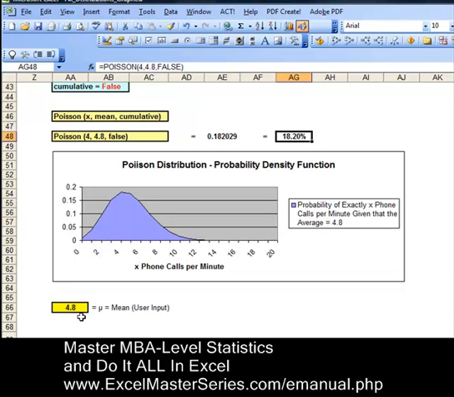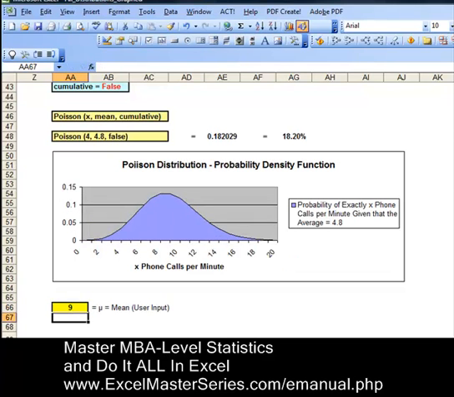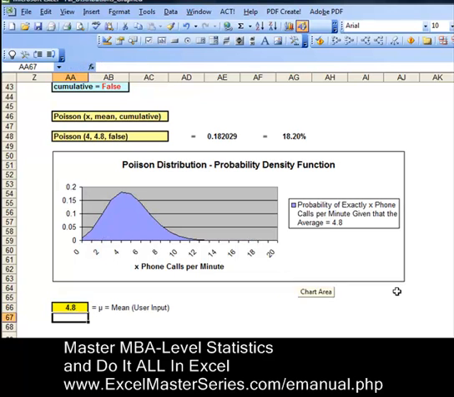This is an interactive chart, and we'll give you instructions how to buy an e-manual that'll show you how to make these charts and do all these calculations in Excel. And as we said, this is interactive. If we vary the parameter, the mean, we can see that interactivity reflected in the chart. Varying mean from 4.8 to 9, we see that chart. Then back to our original 4.8 to get our original chart back.